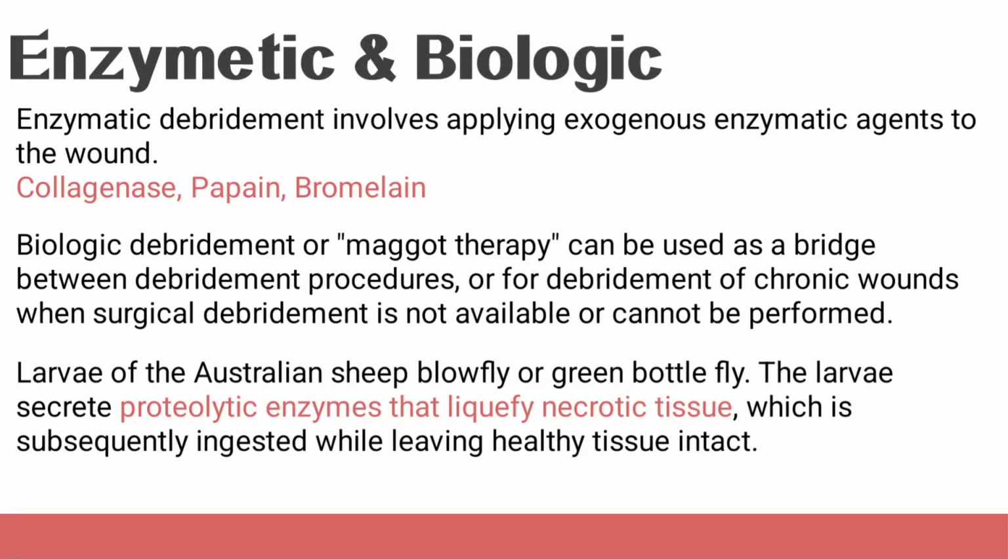The other debridement methods include enzymatic debridement using collagenase, papain and bromelain, like exogenous enzymatic agents. Maggot therapy, which is also known as biologic debridement, is used when we can't do surgical debridement. In maggot therapy, there are larvae of the blowfly or the green bottle fly. They secrete proteolytic enzymes that liquefy the necrotic tissues.